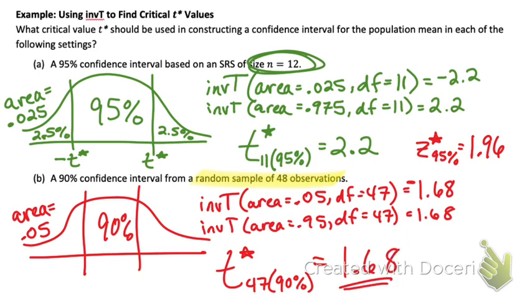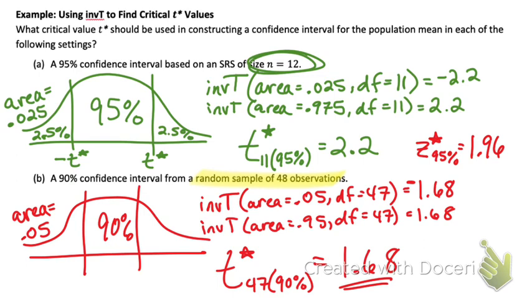So ladies and gentlemen, the good news is that at some point your Z star critical value and your T star critical value are pretty close. The bad news is that there's really not a way to memorize these because they're always different. That's so true.